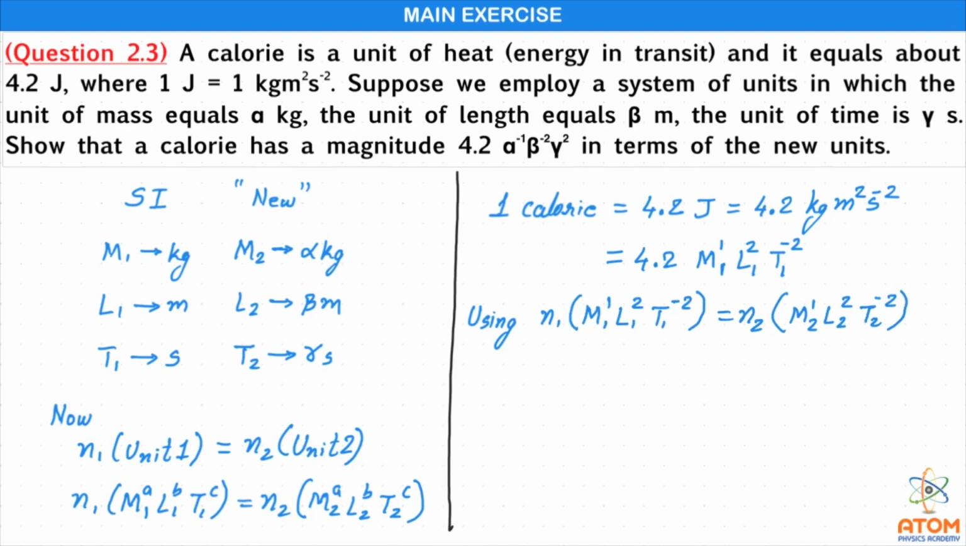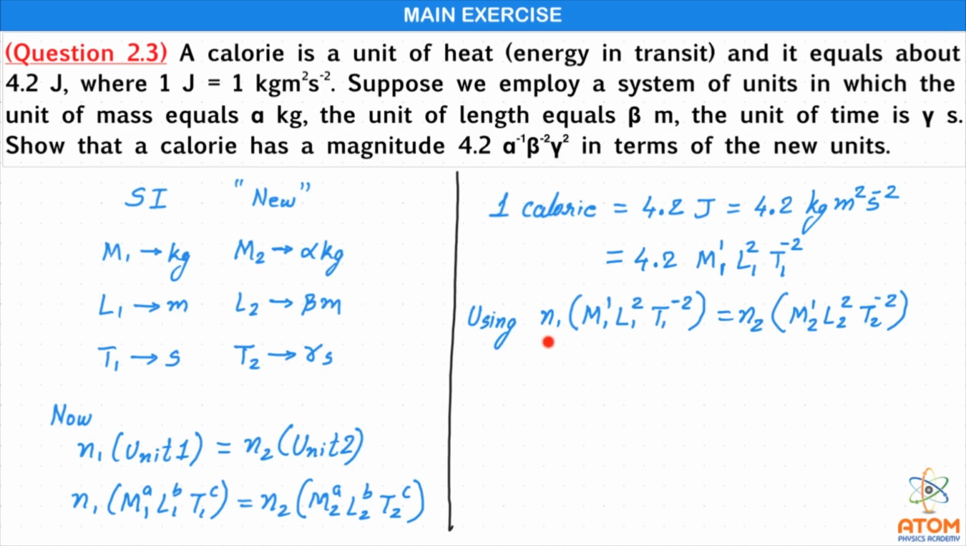Now here we need to stop and discuss one thing. See, this M2 is alpha kg and M1 is kg. So I can write that M2 is alpha M1, because I can replace this kg with M1. So I can write M2 is alpha M1, L2 is beta L1, and T2 is gamma T1, right? So that I am going to place here in this right side.